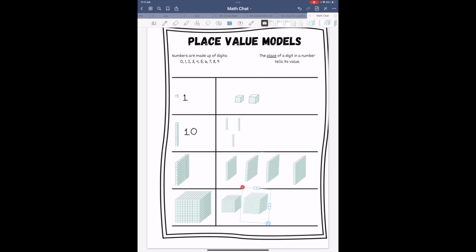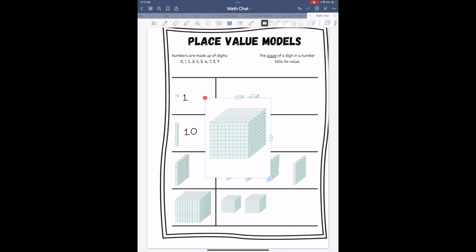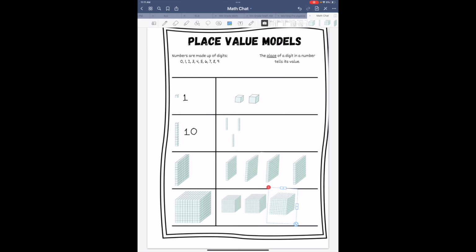They would normally be to size, but because we're working with technology and not in a real hands-on setting, we're going to mess with the size a little bit. So what number do we think this might be? There are 3 of them, and it's the thousands block. 3 thousands equal 3,000. So this number here would be 3,432.